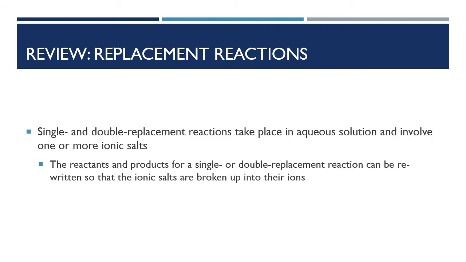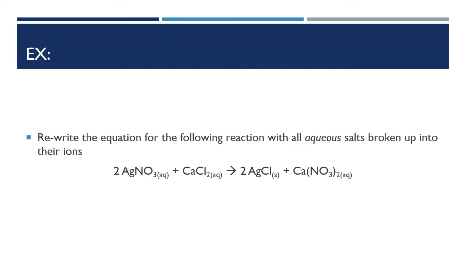A quick review of some information about single and double replacement reactions. Both single and double replacement reactions that we have been learning about in this class occur in aqueous solution and, generally speaking, involve one or more ionic salts. Therefore, the reactants and products for a single or double replacement reaction could be rewritten so that the ionic salts are broken into their ion forms to represent that they have dissolved and broken into pieces. So let us try this.